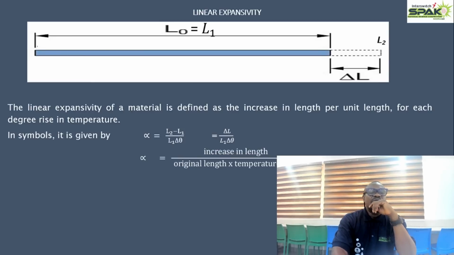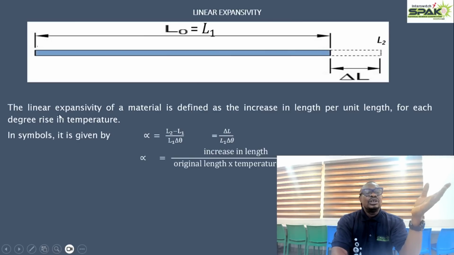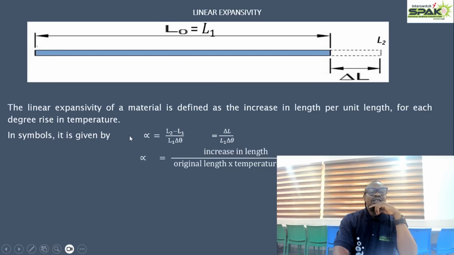Okay, let's start with linear expansivity. Of course, as I said earlier, it has to do with the expansion of a solid in one dimension, just the length expanding. So the linear expansivity of a material is defined as the increase in length per unit length for each degree rise in temperature.